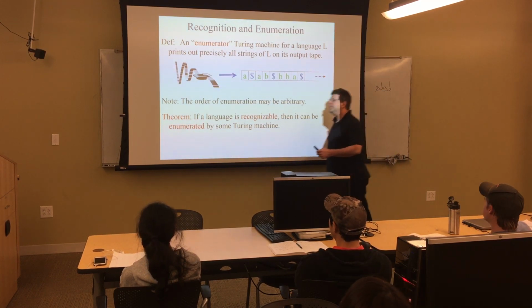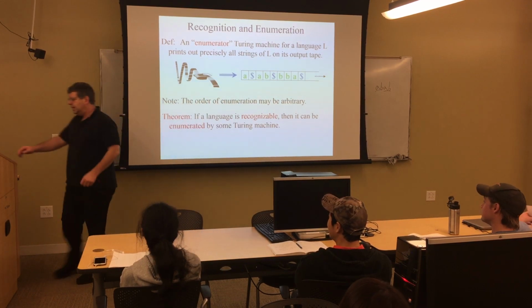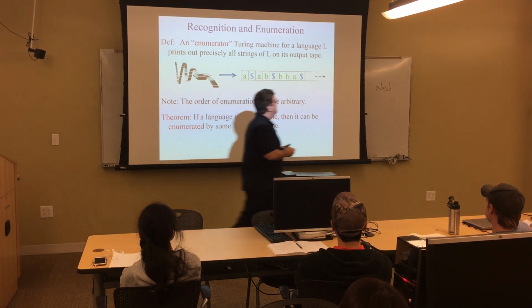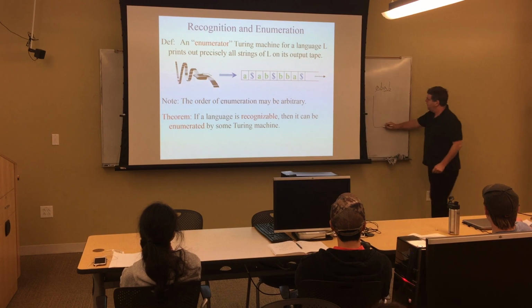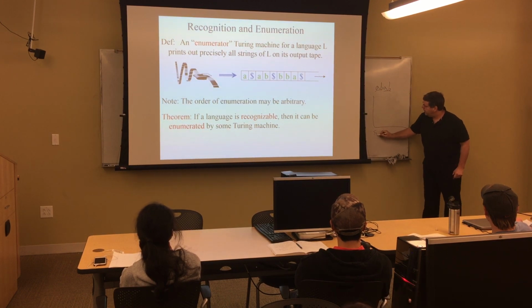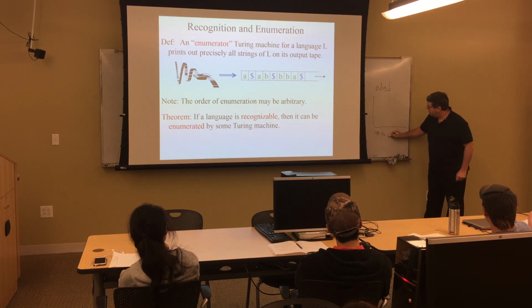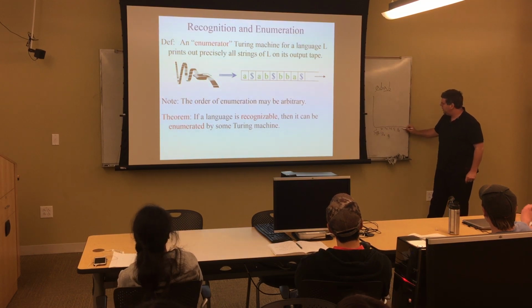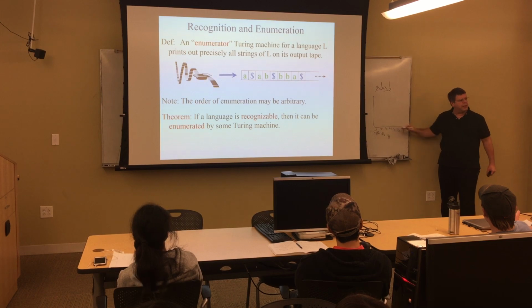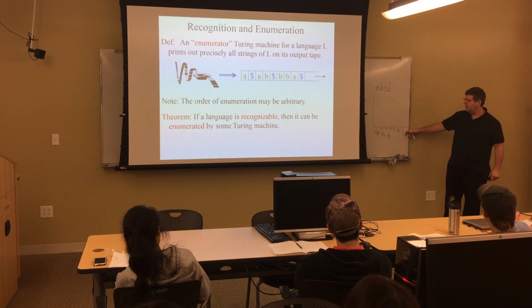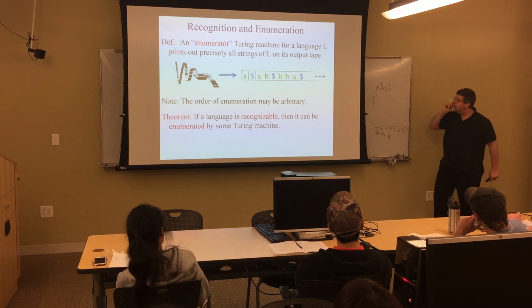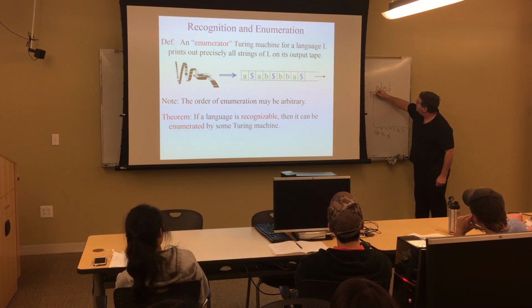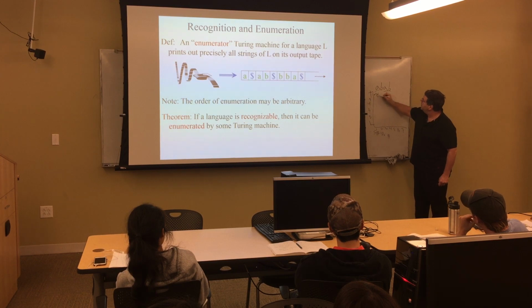Let me draw it for you. String number 1, 2, 3, 4, 5, 6. So these are the strings in sigma star, enumerated, listed out, numbered, right? I can do that. How many agree? Okay. This is the time: 1, 2, 3, 4 time units for execution.